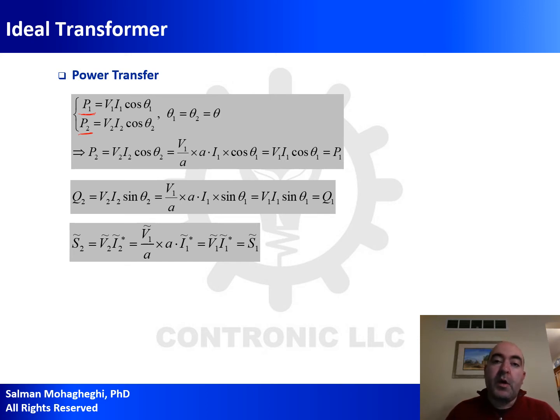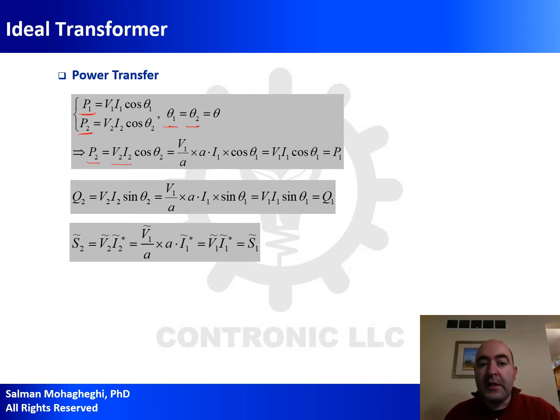A transformer only changes the magnitude of voltage or magnitude of current, not the phase angle. So if I have a phase angle difference on the primary side, theta 1, this is going to be the same as the phase angle difference on the secondary side, theta 2. So for now, let's just assume that these are equal. I'm going to rewrite the power equation that I have for the secondary, and you will notice something interesting. P2 is V2 I2 times cosine of theta 2.